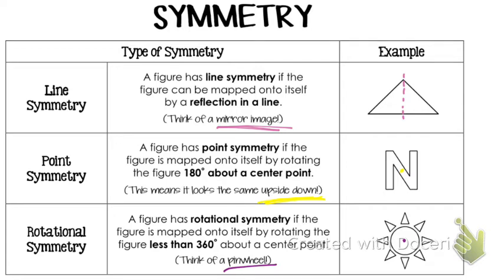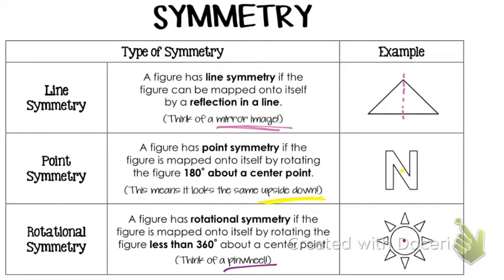Now, does that work the other way around? No. If it has rotational, does it automatically have point symmetry? No. Are there other numbers that are less than 360 degrees besides 180? Yeah, so maybe you can rotate it another amount that's not 180. So it might not work the other way every time, but it will work if it has point symmetry. It automatically can rotate less than 360, so it has rotational automatically.